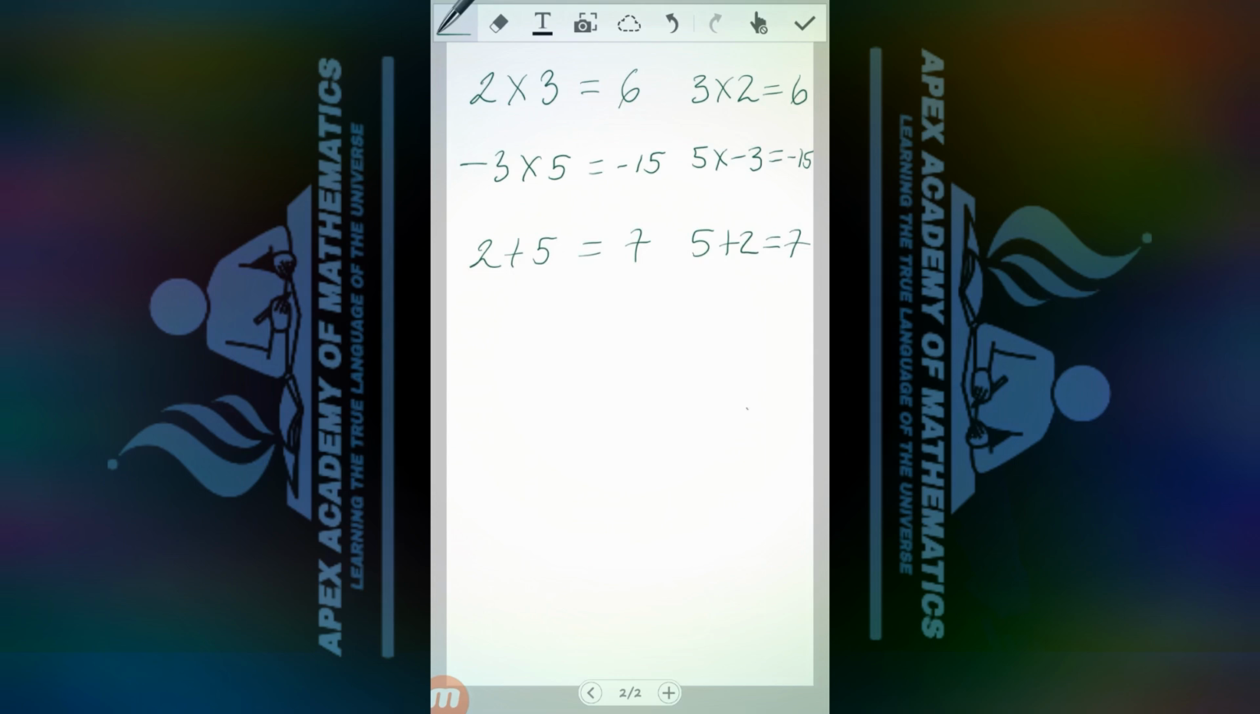So let's look at the division part. Be sure to know that 10 divided by 5 is not equal to 5 divided by 10. You cannot change the order in division and still get the same result. Of course, we know that this will be a value of 2 and this will be a value of a half, and clearly 2 is not equal to a half.